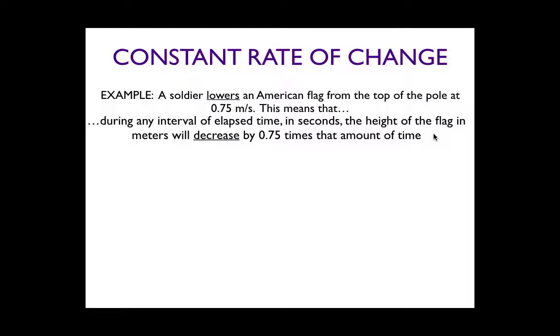So a soldier lowers an American flag from the top of the pole at 0.75 meters per second. This means that during any interval of elapsed time, the height of the flag in meters will decrease by 0.75 times that amount of time, whatever it is. However many seconds go by, I can calculate the number of meters that the height decreases by during that time.